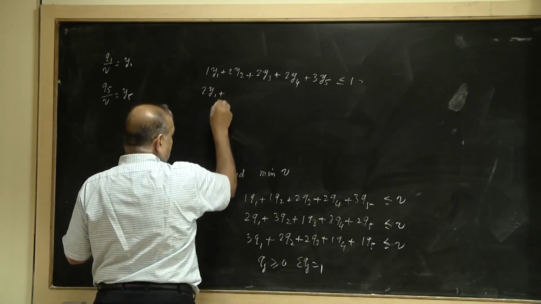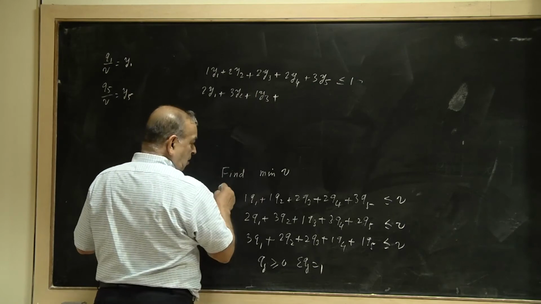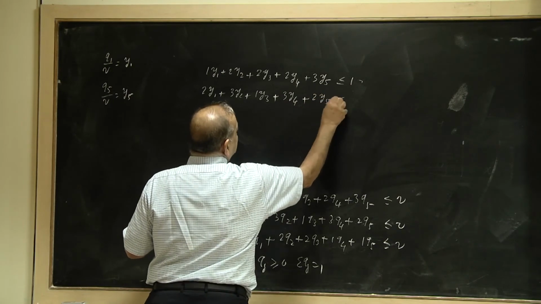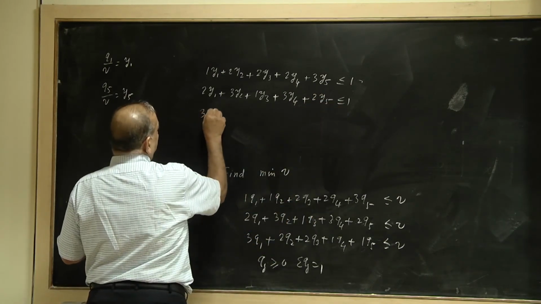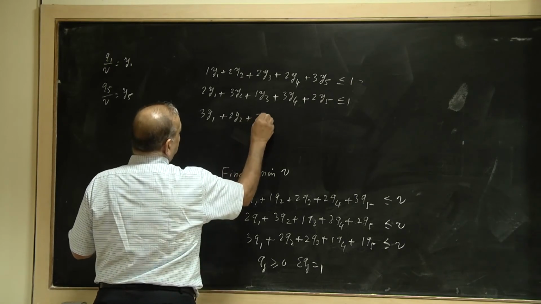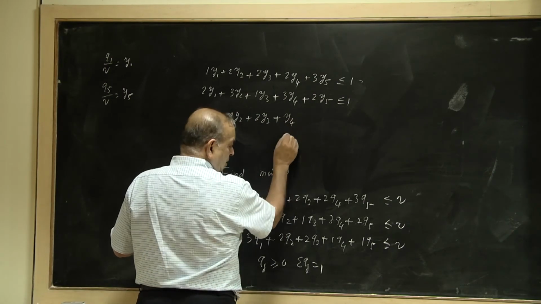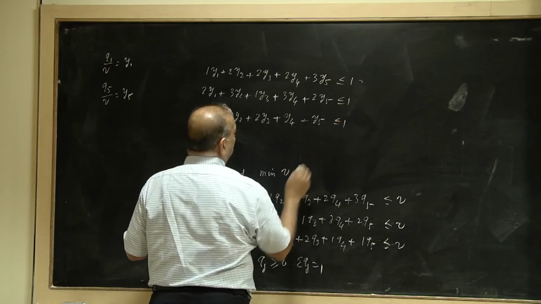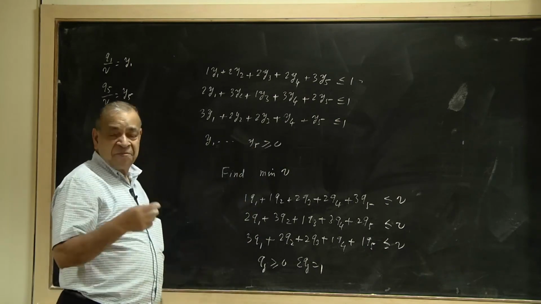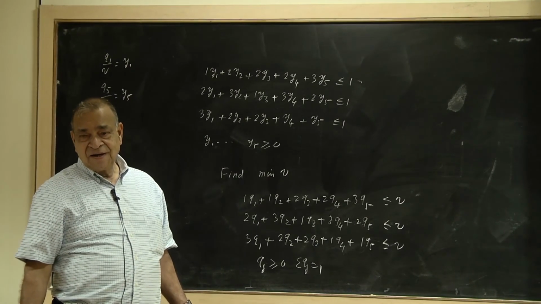2 Y1 plus 3 Y2 plus 1 Y3 plus 3 Y4 plus ... 2 Y3 plus Y4 plus Y5 less than or equal to 1. And what do you know about Y1 to Y5? They are all non-negative. What do you know about the sum? What is the sum of all the Y's? 1 by V.